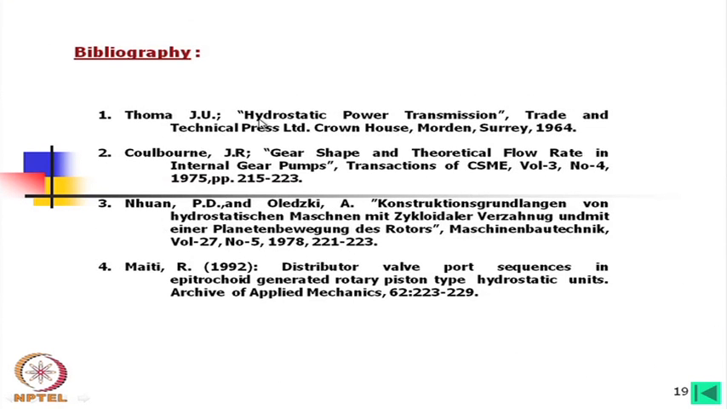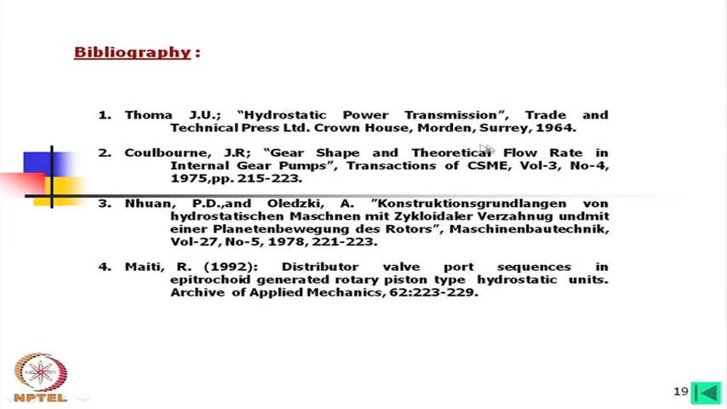So, these are the references. I would say that this paper you will not be able to follow, because it is old, and it is in German language. I think not even German language, it is not exactly German language. I think these two people were Austrian. If you read this paper, you will have some idea about this fixed axis machine, not the orbit motor.